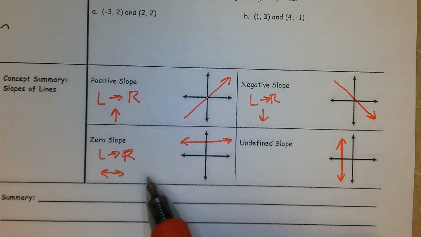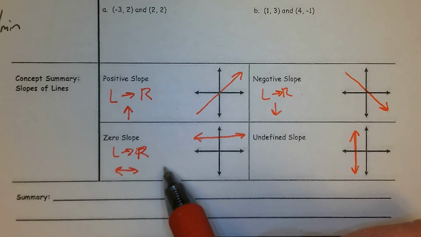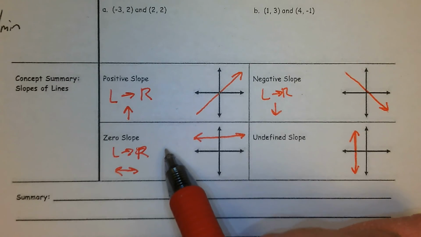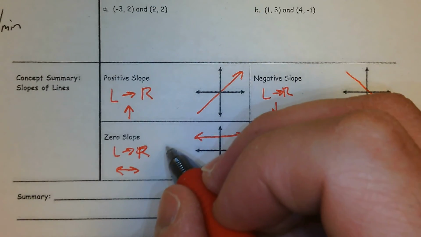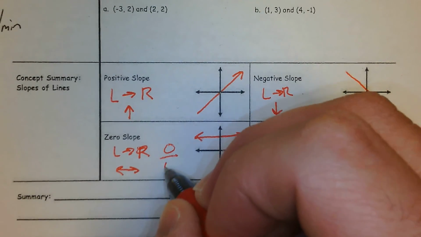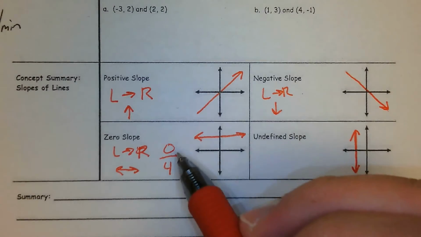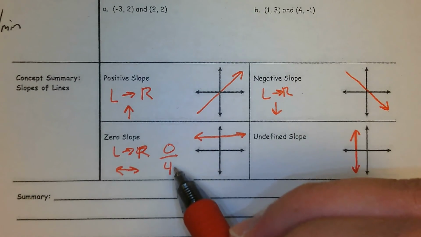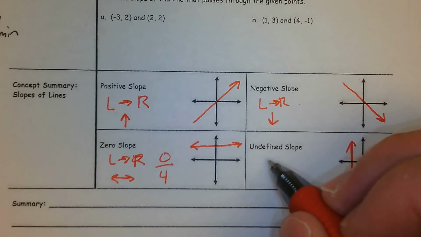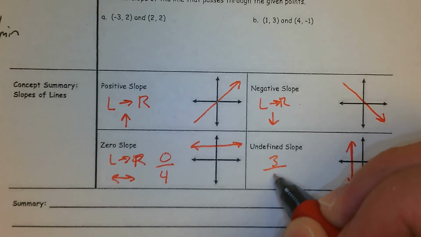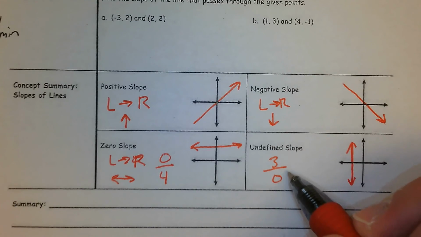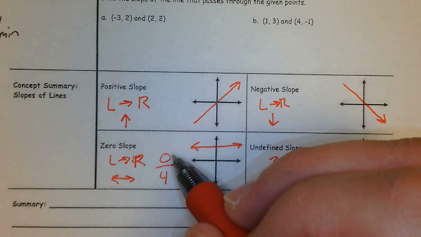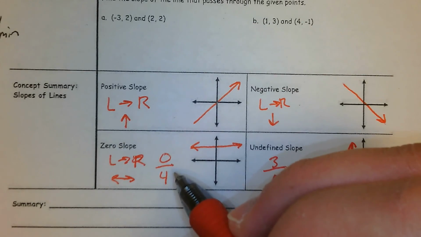Reason being, the zero slope, rise over run, has no rise and it's all run. So this would be something like 0 divided by 4. No rise, but it's still running. Undefined would be like what we did earlier, 3 over 0. It's rising, but it's not running. So it's going up and down, but it's not moving left or right. This is not going up or down, but it is moving left and right.